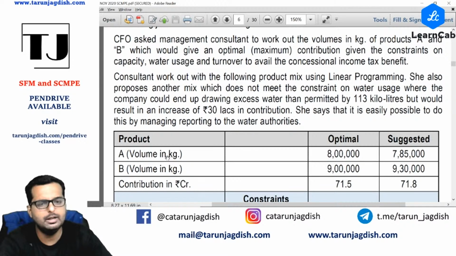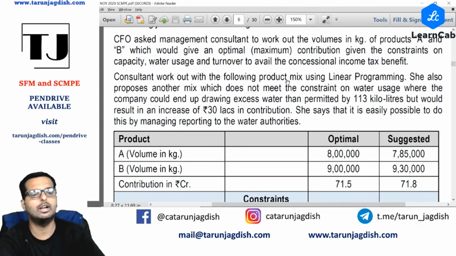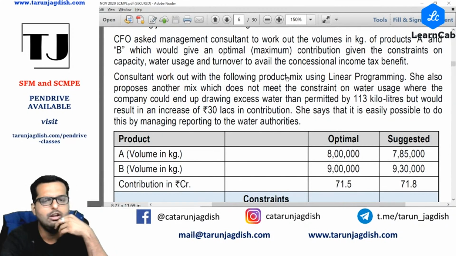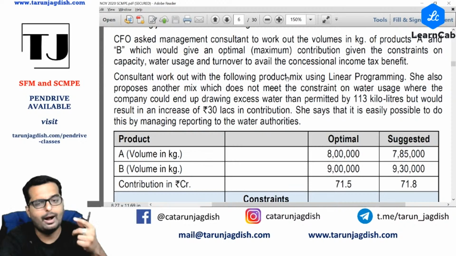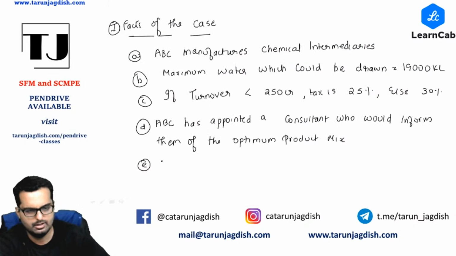She proposes another mix. Now, what she has consulted, she worked out the following product mix using linear programming. I got scared looking at all this. Where the company could end up drawing excess water than permitted by 113 kiloliters, but would result in a contribution of 30 lakh. Okay.